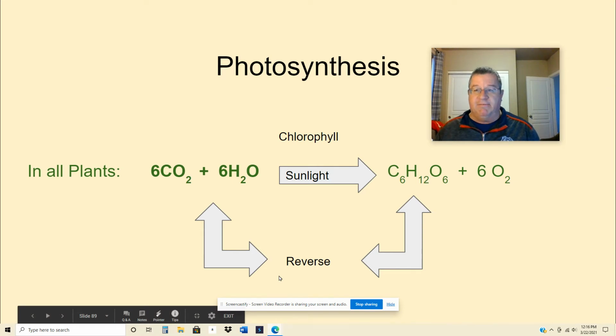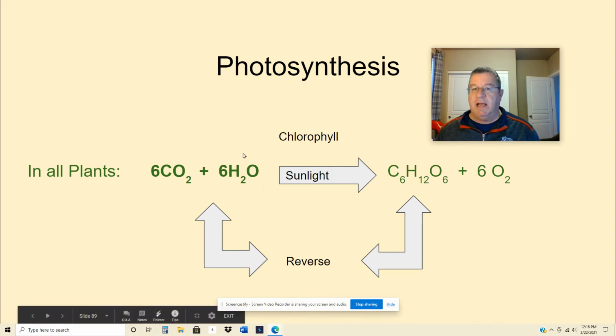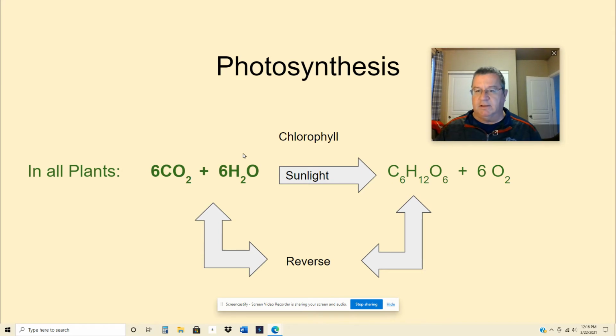Well, the last video said that if I take oxygen and sugar through a process we call cellular respiration, we burn the sugar, and what do we produce? Well, we produce CO2 and water. So we can run this backwards. So what does that look like?